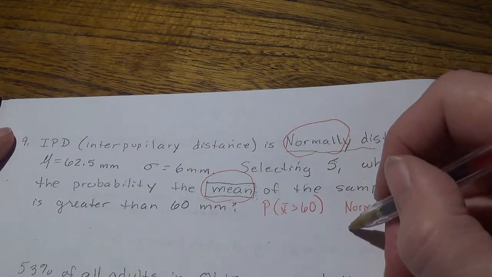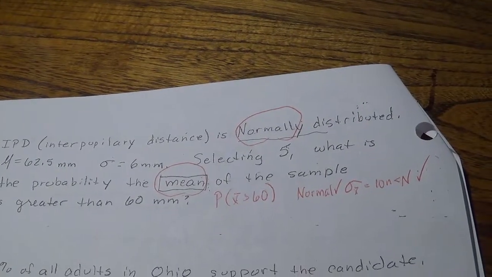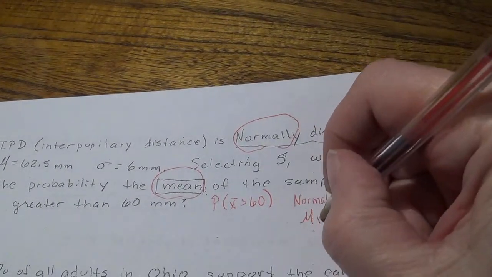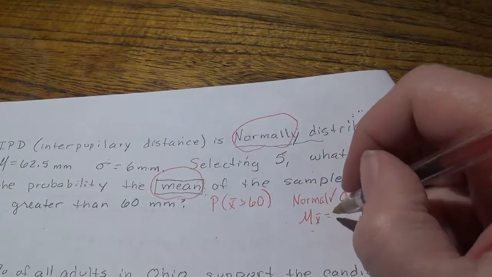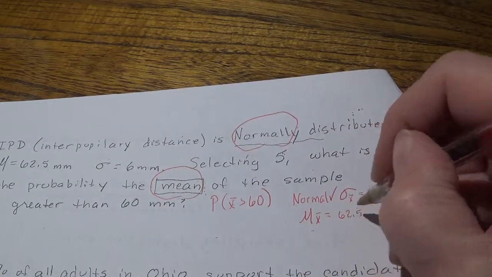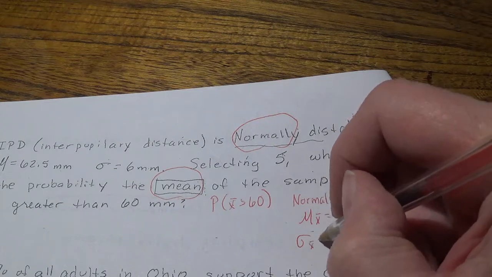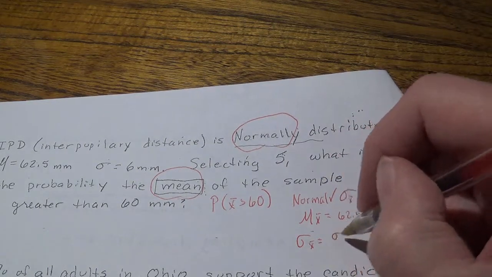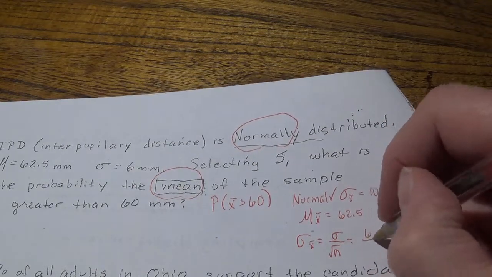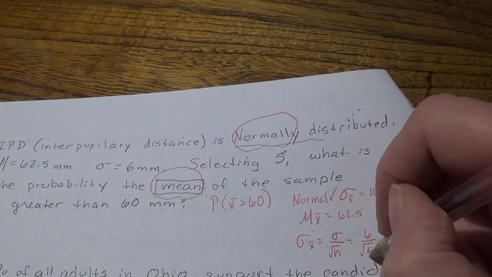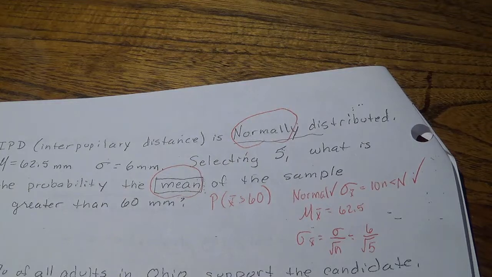Over here I'll collect the data that I need. The mean of x bar is the mean of the population, 62.5. And the standard deviation of x bar is always the standard deviation of the population divided by the square root of n, in this case the square root of 5.